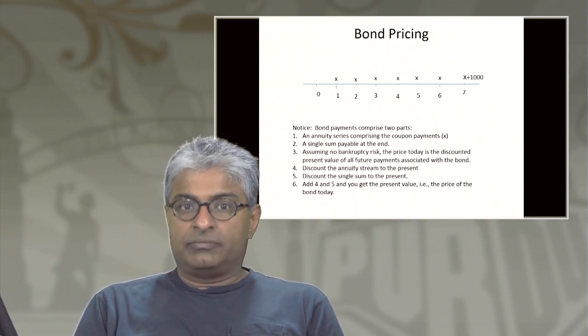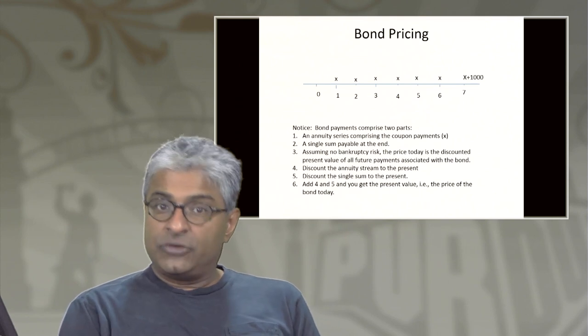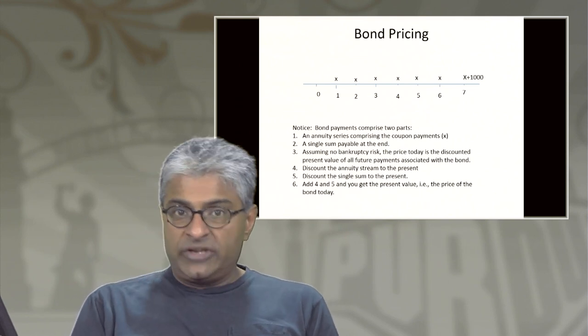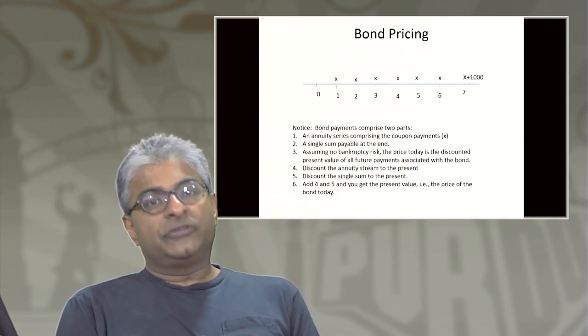And we'll need to discount both of those back to calculate the present value. Likewise, if we need to calculate the future value, we do the same thing with the annuity stream and the single sum and move those two to wherever is needed in the problem. So keep that in mind.